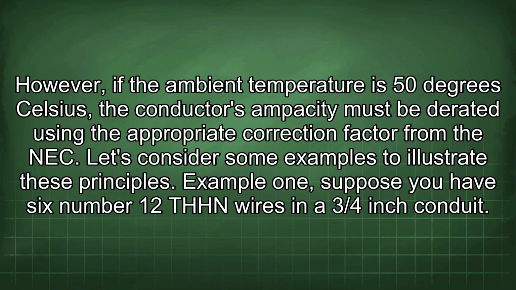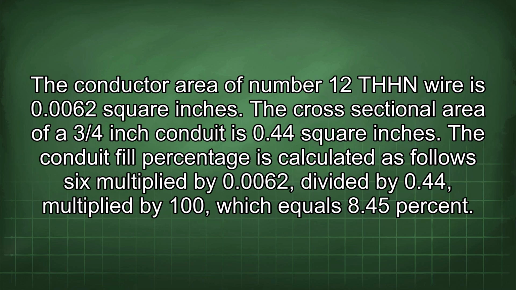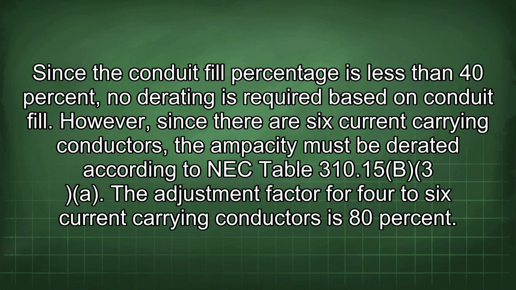Let's consider some examples to illustrate these principles. Example 1. Suppose you have 6 number 12 THHN wires in a 3/4 inch conduit. The conductor area of number 12 THHN wire is 0.62 square inches. The cross-sectional area of a 3/4 inch conduit is 0.44 square inches. The conduit fill percentage is calculated as follows: 6 multiplied by 0.62 divided by 0.44 multiplied by 100, which equals 8.45%. Since the conduit fill percentage is less than 40%, no derating is required based on conduit fill.